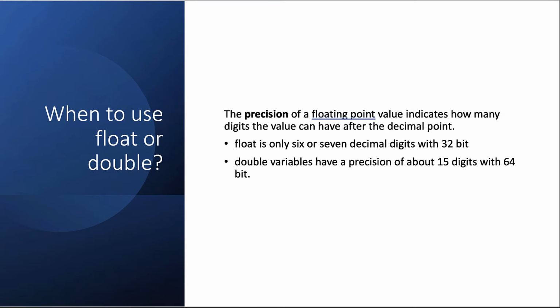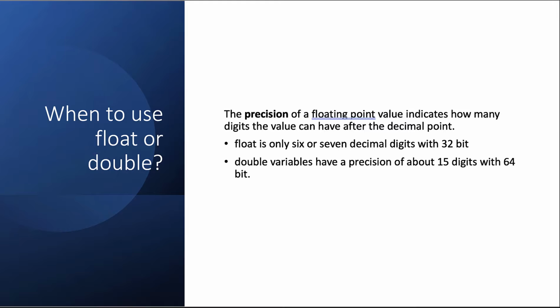Okay, I have decided to dedicate one slide to the topic of float and double. These two data types are often confusing to newbies in programming. Let me try to dissect it and make it clearer to understand. The precision of a floating point value indicates how many digits the value can have after the decimal point.